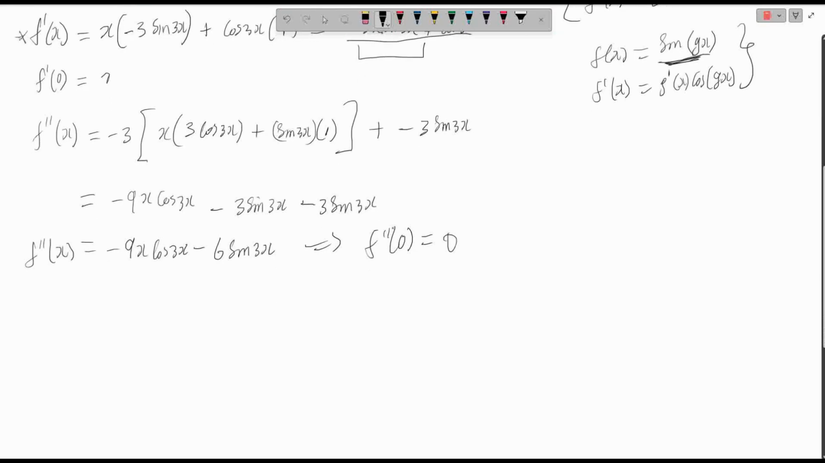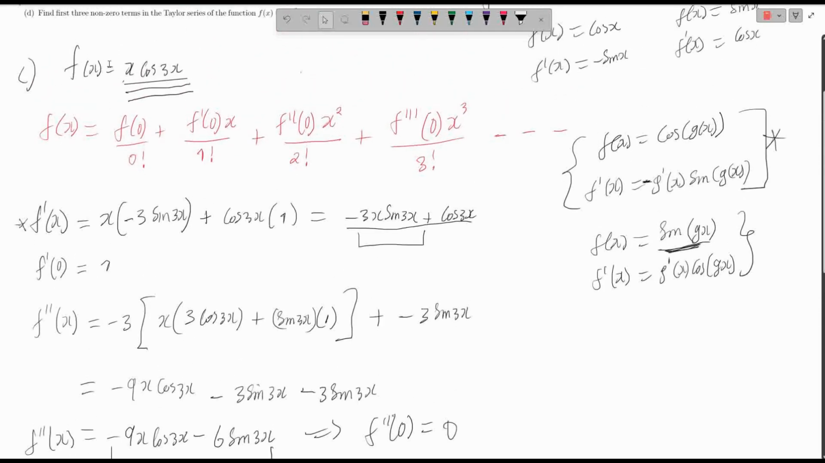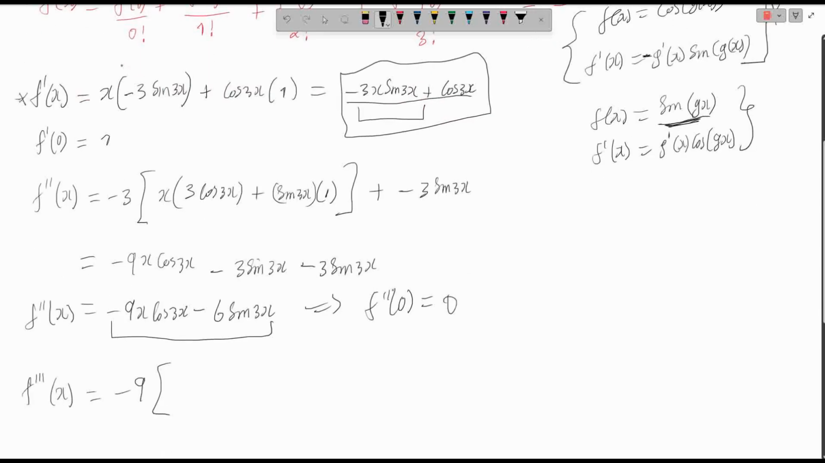Now we're going to take the derivative of our second derivative, which will give us the third derivative. So our third derivative will simply be the derivative of this. Again, we factor out negative 9 as a constant, because the derivative of a constant multiple will always be constant. So we have x cos 3x. What do we notice? This x cos 3x is the same as our f of x above here. And we saw that the derivative of this function gave us this. So you don't need to compute it, you just copy this down. That's the beauty of mathematics.